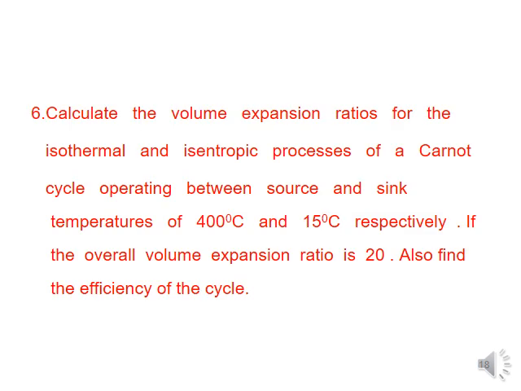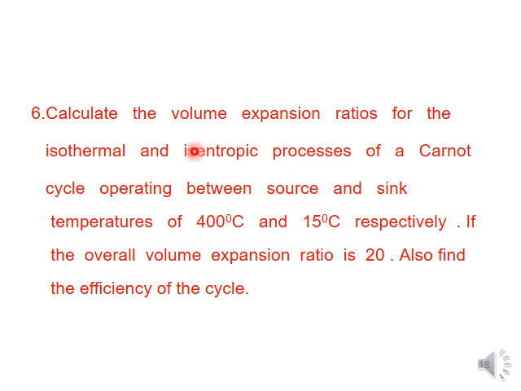So next, calculate the volume expansion ratios for the isothermal and isentropic process of a Carnot cycle operating between source and sink temperatures of 400 degrees centigrade and 15 degrees centigrade respectively. If the overall volume expansion ratio is 20, also find the efficiency of the cycle.